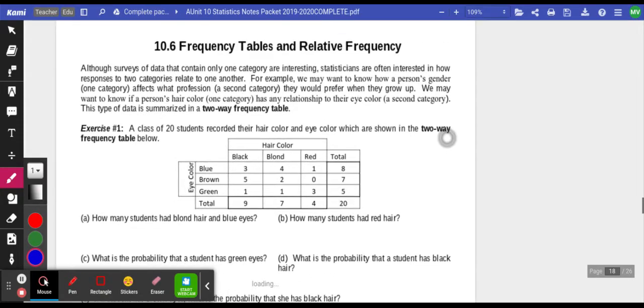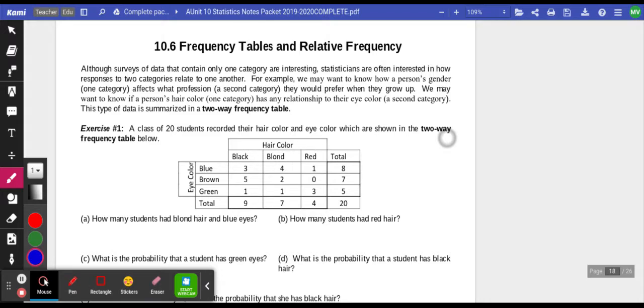Although surveys of data that contain only one category are interesting, statisticians are often interested in how responses to categories relate. For example, we may want to know how a person's gender affects what profession they would prefer when they grow up. So that's two categories. We may want to know if a person's hair color has a relationship to their eye color. So, again, that's two categories.